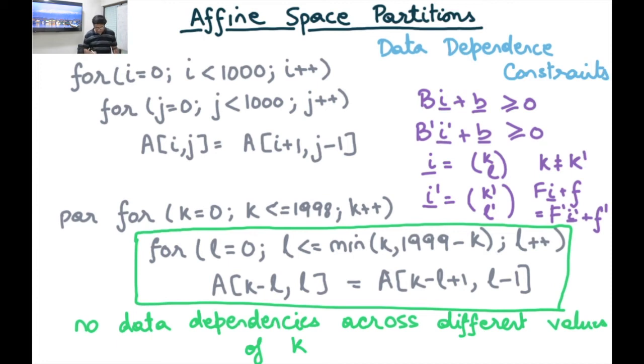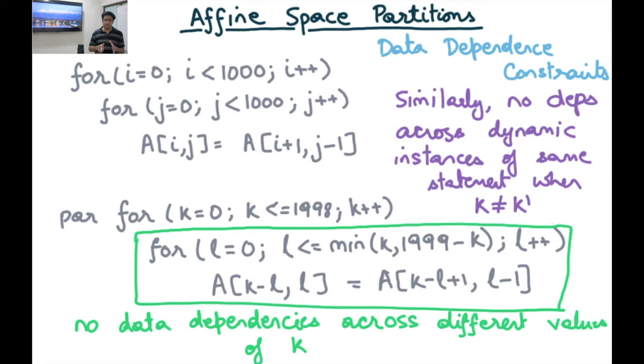I could have done the same exercise and replaced k is not equal to k prime with l is not equal to l prime, and I would get some valid solutions to the system of equations, which means that the inner loop cannot be parallelized. Okay, I should also point out that there is no solution to the system of constraints for the outer loop, and so I am sure that the outer loop can be parallelized, and that's why I have the par keyword in the outer loop.